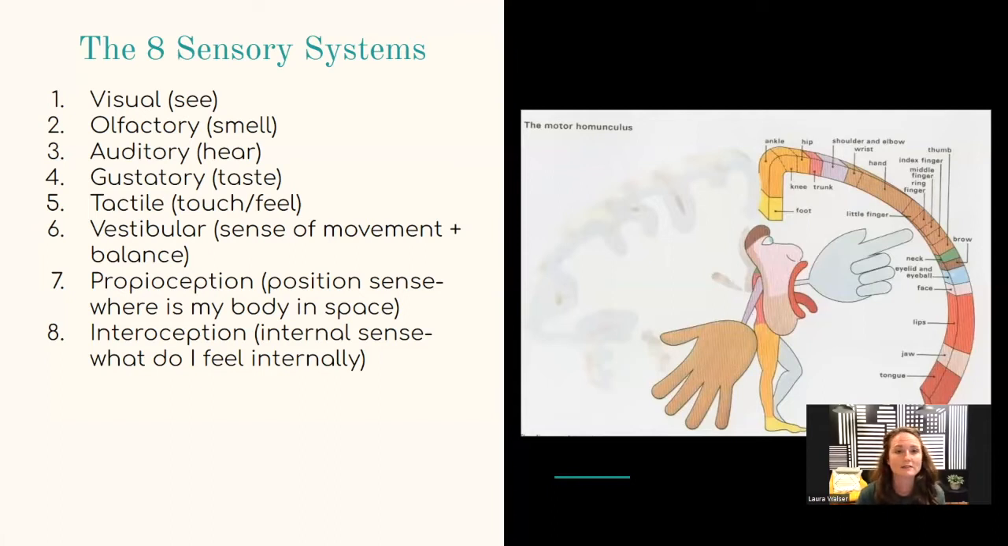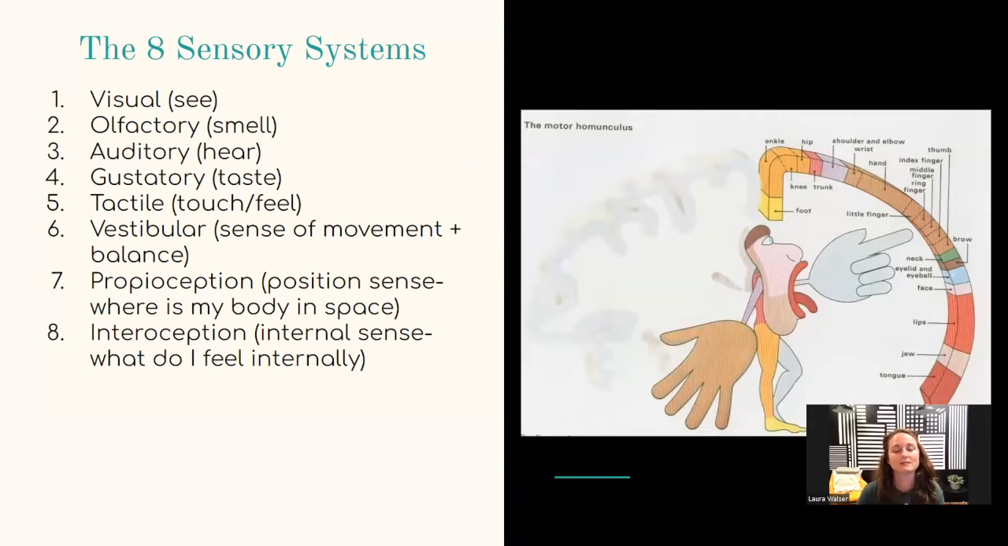Okay, so our 8 sensory systems: visual, seeing, auditory, which is hearing. Then we have olfactory, which is smell, and gustatory, which is taste, and then tactile is touching or feeling. Those are probably the 5 that everyone is most familiar with and that you usually spend time talking about and discovering in those early years. But then in the OT world, we also have vestibular and proprioceptive, which are more movement-based sensory.